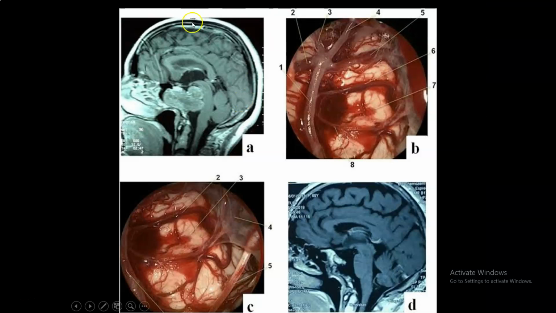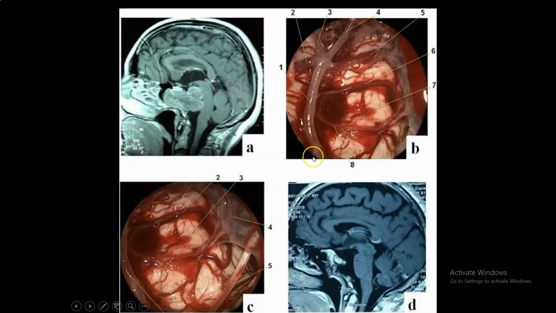Transclival going posteriorly, as we said, you will find what is posterior to the clivus. You can reach the basilar. You can reach the posterior cerebral. Can reach the superior cerebellar. Can reach the ICA. So you can go, we leave the sella and you go below the sella in the clivus and you reach the tumor and you can remove it.